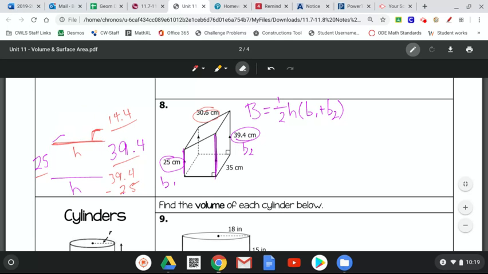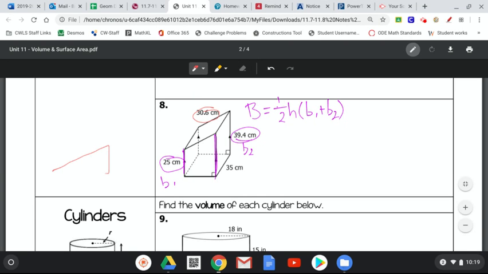So now I'm just going to draw the right triangle. So when I draw the right triangle here, we had 30.6 from the figure. We had 14.4 is what we found from doing 39.4 minus 25. There's our right angle, and we are looking for the height, h. Okay, so we're going to do Pythagorean theorem. 30.6 is the hypotenuse. So when we set it up, 14.4 squared plus h squared equals 30.6 squared.